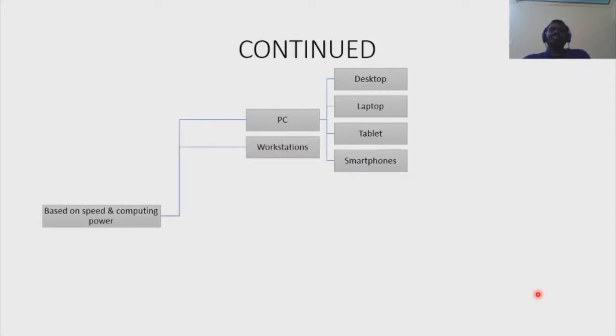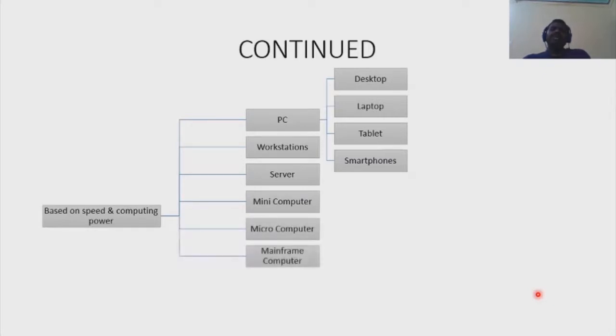Followed by workstations. In companies and organizations, we use workstations, where a number of computers are connected to a particular station, providing a common software and a common platform for the employees to work on. Then we come across the server. To handle a high amount of data and high processing capabilities, we require servers. Then we have the minicomputer, the microcomputer, the mainframe computer, followed by the supercomputers.